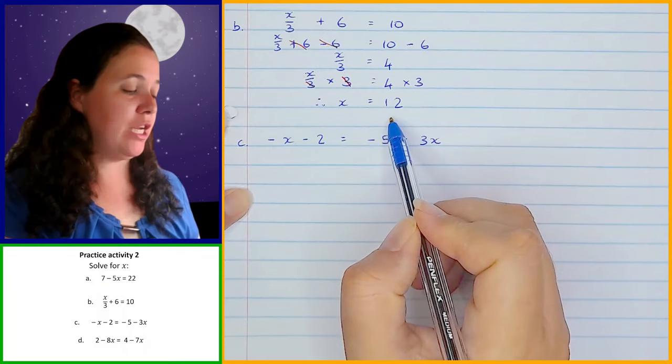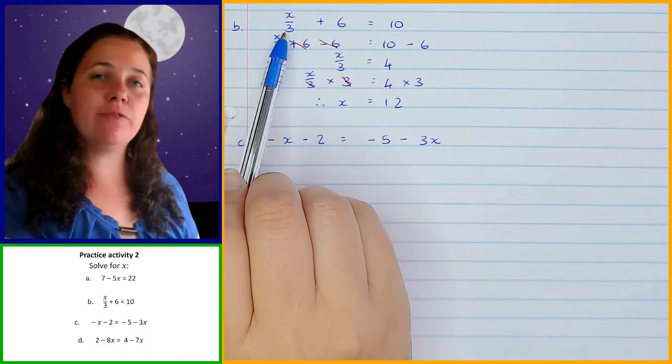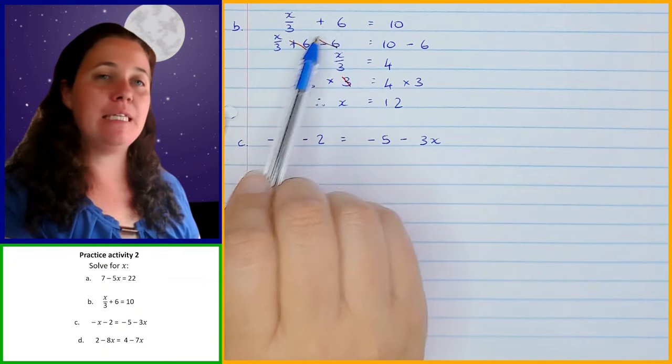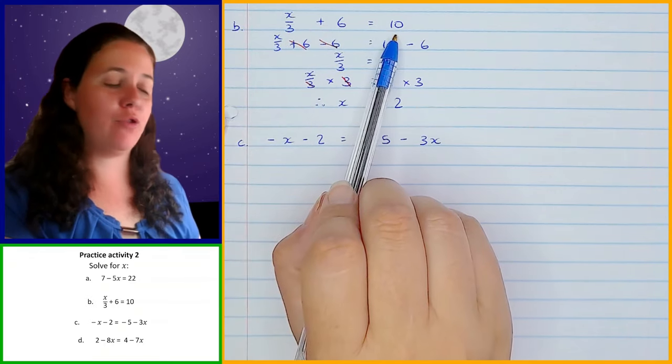So now you should be able to check: if x is 12, then 12 divided by 3 is 4, plus 6 is equal to 10, which is the same as what we have on the right-hand side.